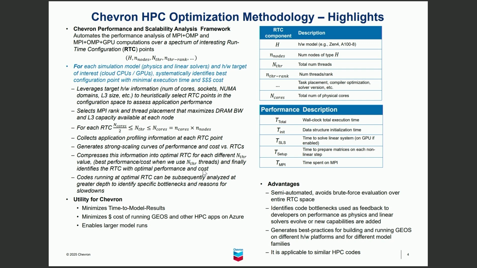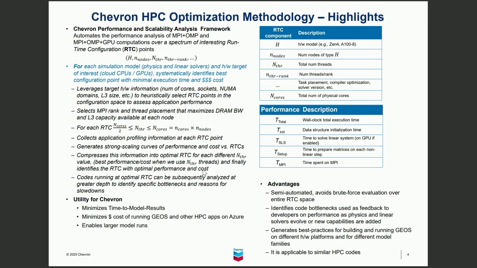And once we have the best way to run the code on different types of environments, then we can go in and do in-depth profiling of the code there and fix items like, okay, MPI is too expensive here, or the linear solver didn't perform well, or I have to keep recreating the matrices. So we can do more detailed profiling and optimization.